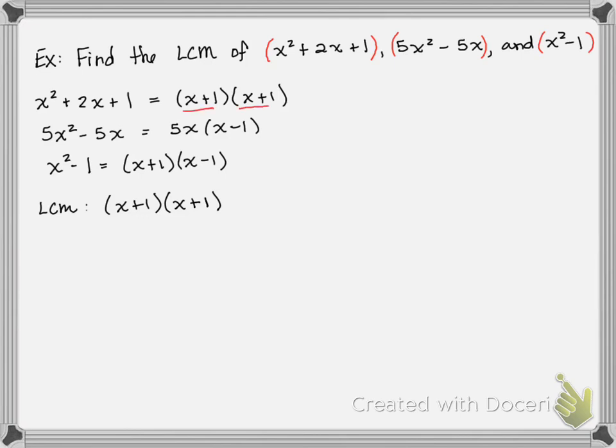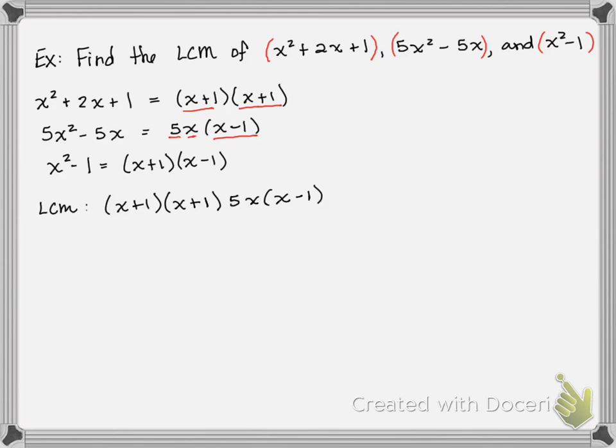So we got these two. And then that second factorization has a factor of 5, a factor of x, and a factor of x minus 1. And I don't have any of those factors at this point, because at this point I only have factors of x plus 1. So I need all of those. So 5x times x minus 1.